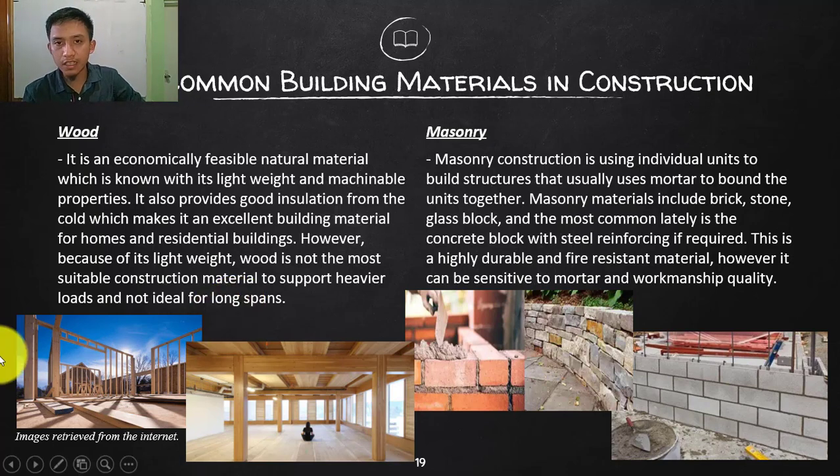And then the last type that I will be discussing on building materials is masonry. Masonry construction is using individual units to build a structure, and it usually uses mortar to bind the units. So individual units, for example, are these. By the way, masonry materials include bricks, stones, glass block, and most common lately is the concrete block with reinforcing if required.